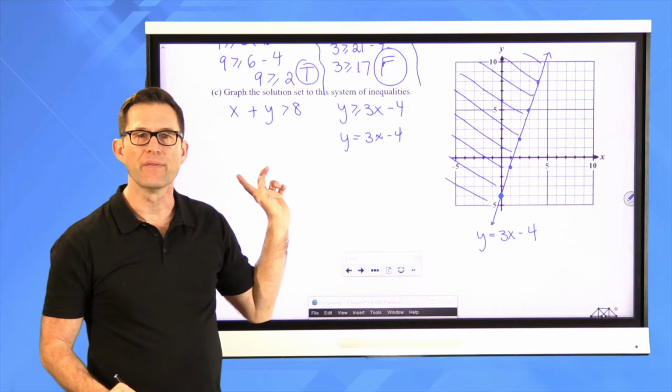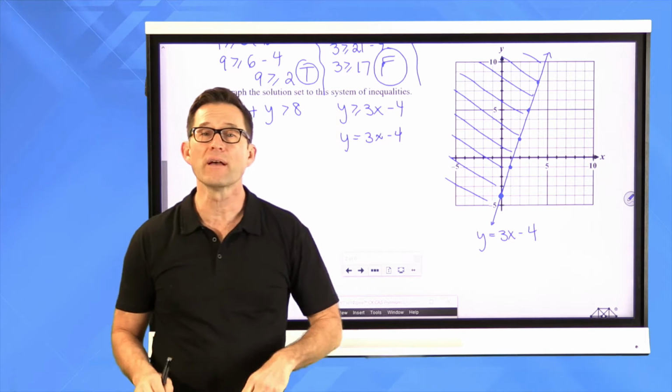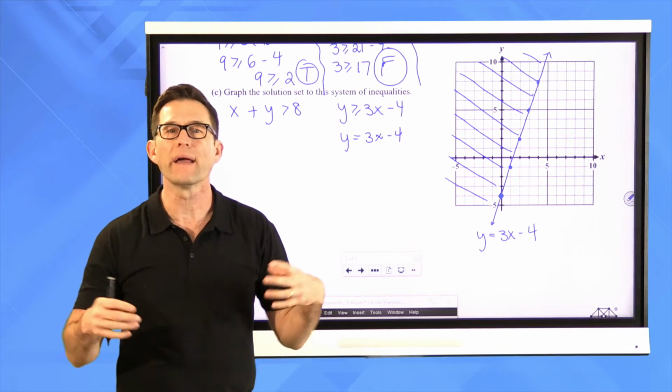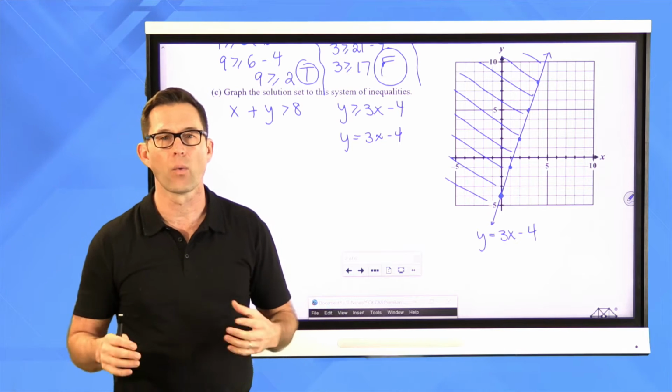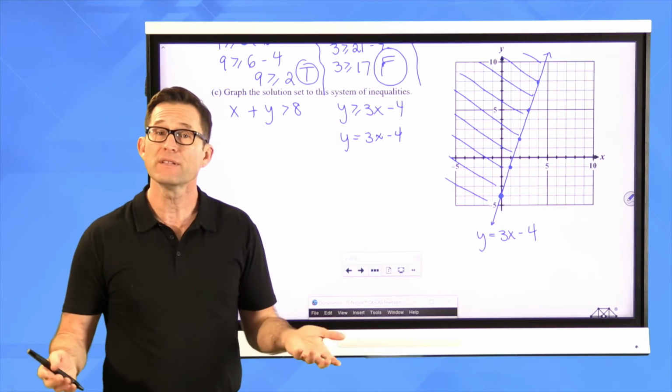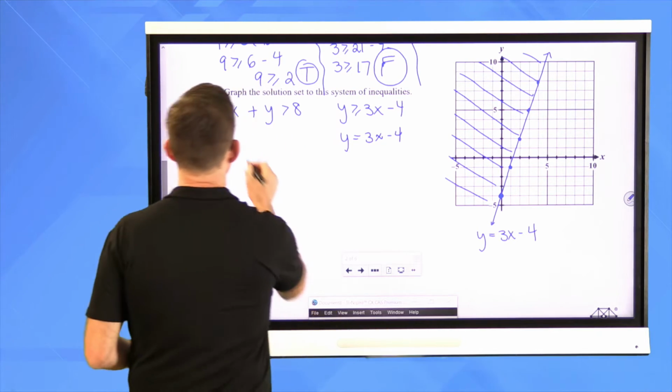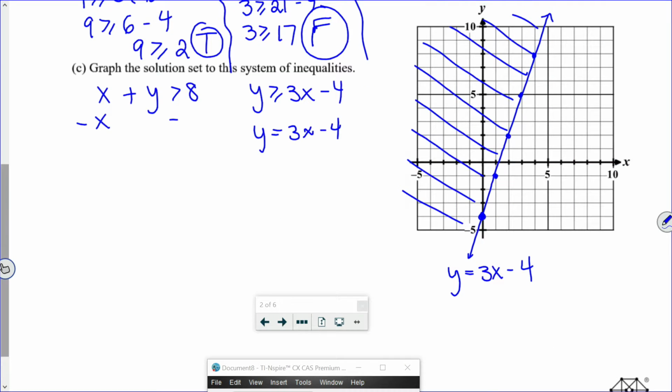Now let's take a look at this one. That one's a little bit trickier because it's not in sort of a natural y equals or y greater than or y less than form. But it's fairly easy to get it there. I can subtract an x from both sides. That doesn't flip the inequality sign, but it just makes it y greater than negative x plus 8.